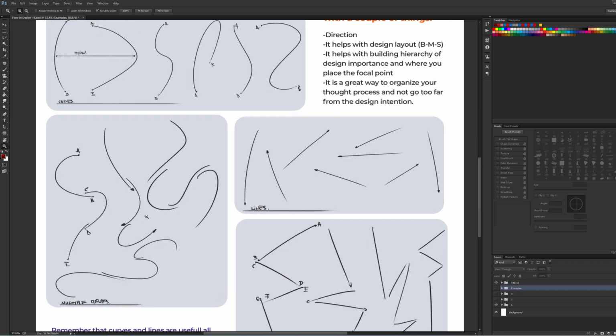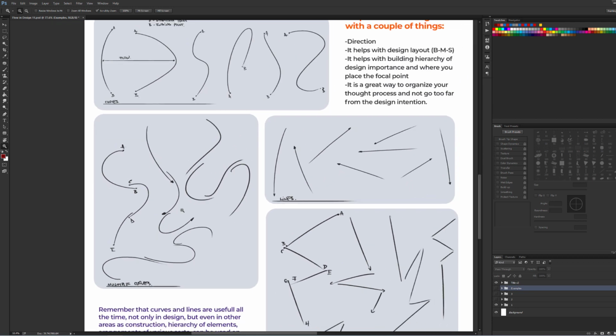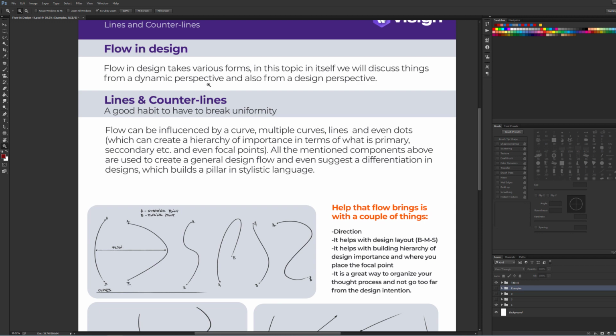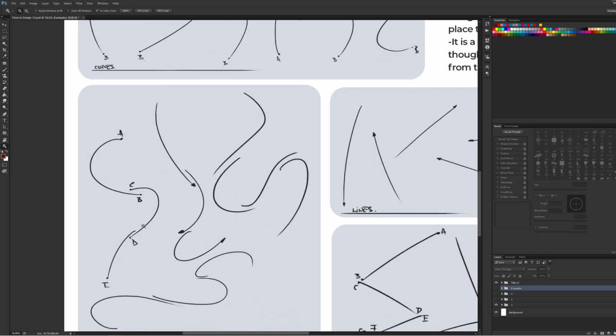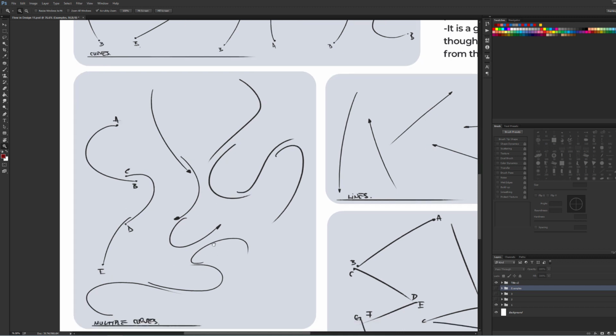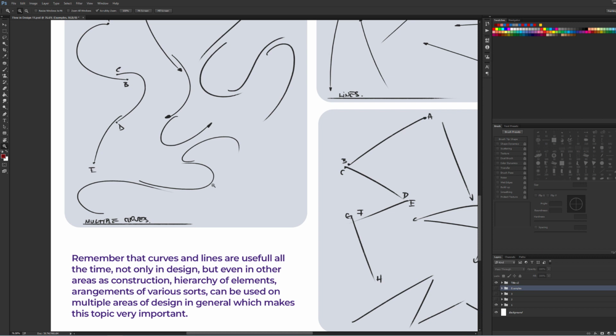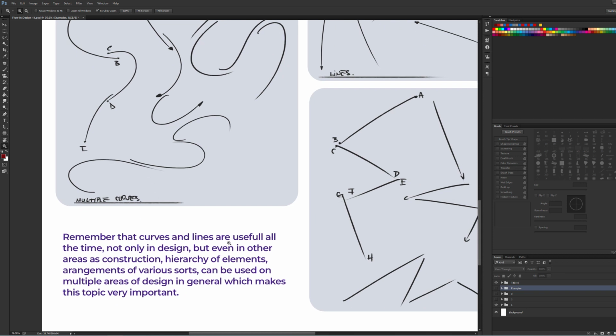Here we have, for example, the idea of a curve and counter curve. As we have lines and counterlines, here we have a curve and a counter curve, another curve, and so on and so forth. You see how these are coming together, and you have multiple curves that create this dynamic component. Remember that curves and lines are useful at all times, not only in design, but even in other areas such as construction, hierarchy of elements, and arrangement of various sorts. They can be used in multiple areas of design in general, which makes this topic very important.